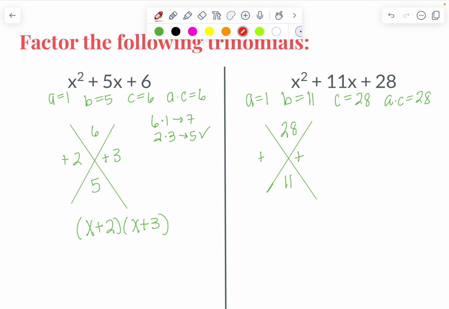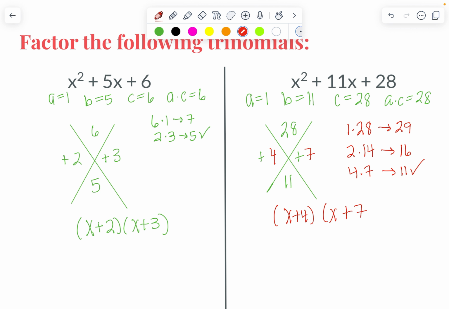So if I look at my factors of 28, I have 1 and 28. Well, those add to 29, so that won't work. We have 2 and 14. Those add to 16, so that won't work. And we have 4 and 7. Yay, those add to 11. So our two side numbers then are 4 and 7, which means our final answer is going to be x plus 4 times x plus 7.